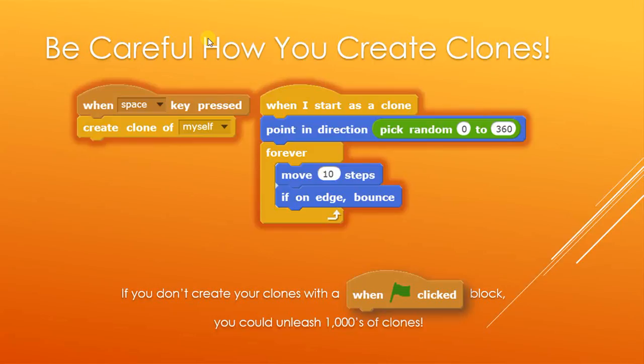See, a couple of you have got it running already. Can anyone tell me why it's doing what it's doing? Why does this happen? Because each cat has the same clone script, so when you press the space key, it clones. So every time you press the space key, each clone clones itself. Yes, so clones are making clones of themselves, which is not really a good idea because you lose track of things. So always make your clones when you click the green flag.